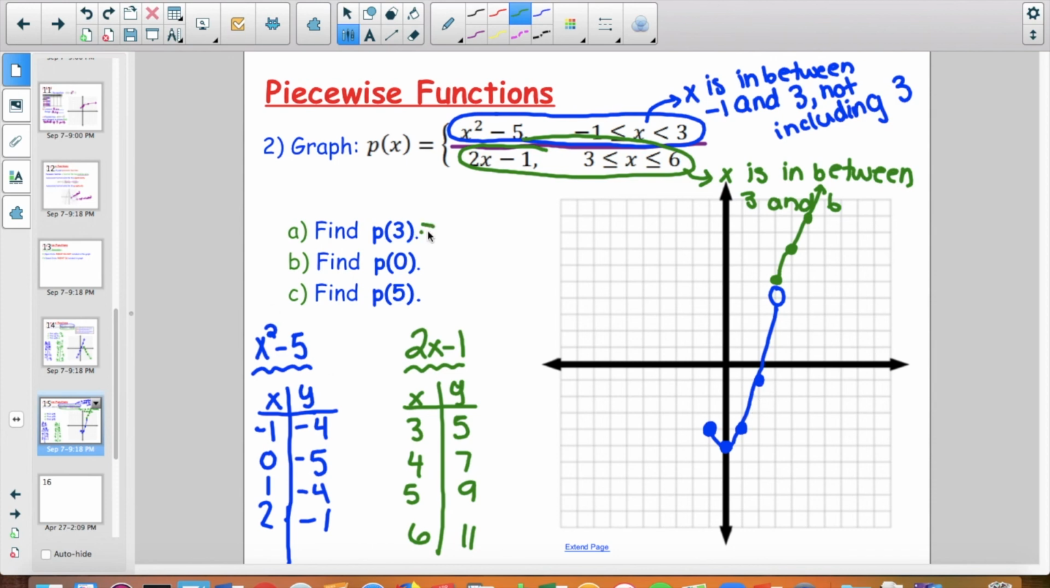Now let's answer these questions. So first we want to find P of 3. That means we're going to be looking at the second equation because 3 is included. And we found y to be 5. Looking at 0, 0 was included in the first equation, which was negative 5. Then we're looking for 5. 5 was in the second equation. That's where x is 5. And that was equal to 9. Okay, so that's all the questions.